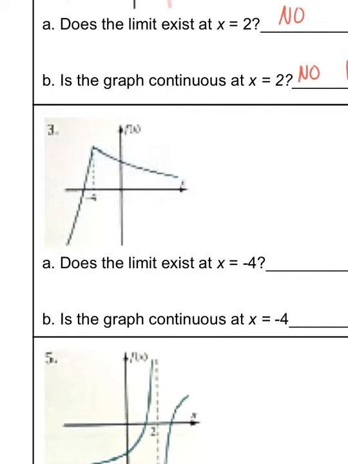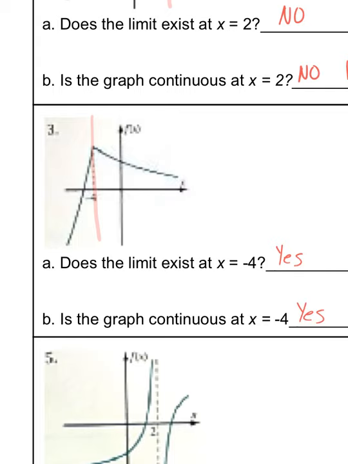Number 3, does the limit exist at negative 4? Well, here is a vertical line through negative 4. If you trace the graph, the left and rights are meeting at the same place. So the limit does exist. Is the graph continuous? Well, there is a y value right there. There's no hole there, so there's a y value, and there is a limit, and they are in the same place. So we would say it is continuous.